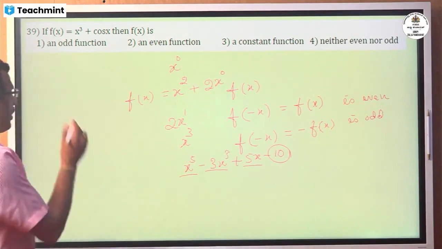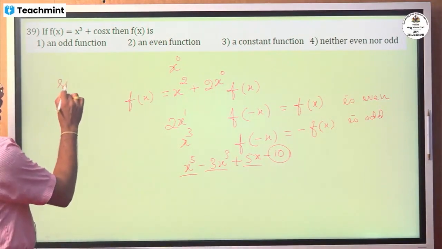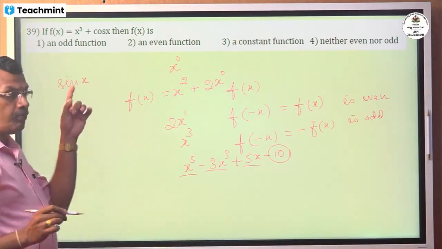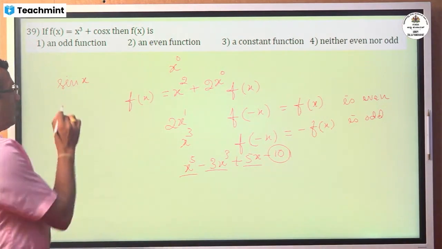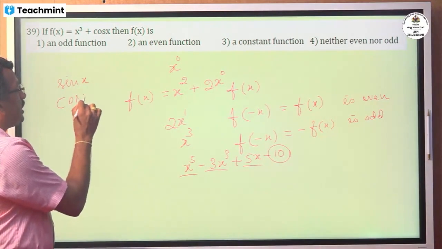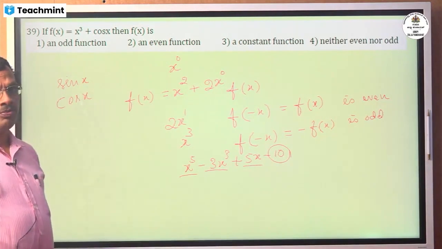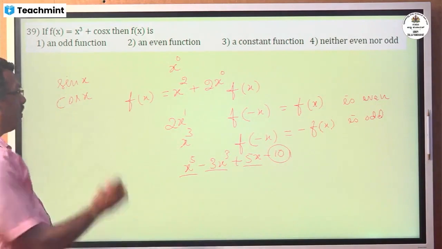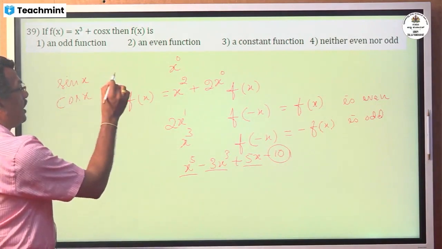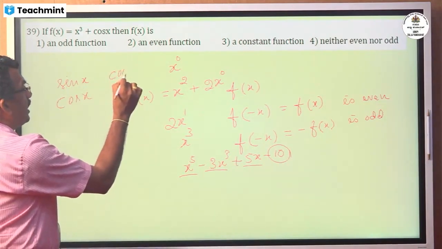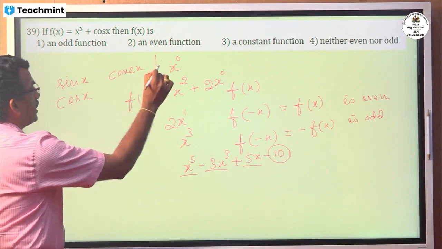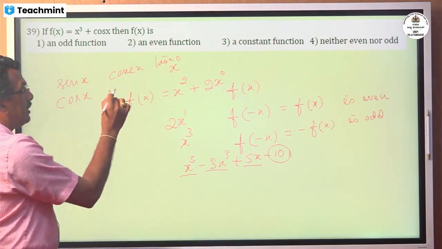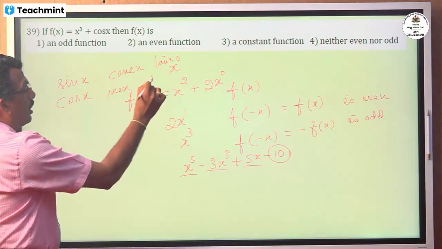When a trigonometric function is given, you know that sin x is odd because sin of minus x is minus sin x. Cos x is even because cos of minus x, fourth quadrant, in the fourth quadrant cos is positive. Since sin is odd, cosecant is odd, tan is also odd. Since cos is even, secant is even, cot is also even.